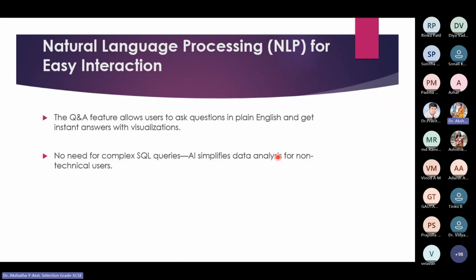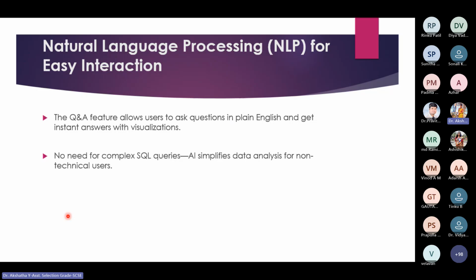So easily I can interact with the average students or those who want to improve, and I can guide them accordingly. No need to sit and count individual students' data, and no need of any complicated SQL or database queries. The AI will simplify it.